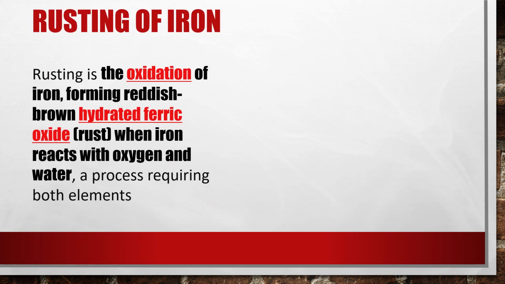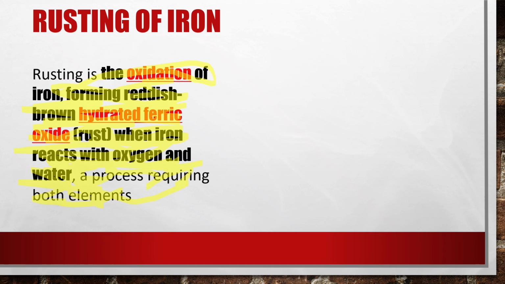Next is rusting of iron, right? Rusting of iron is the oxidation of iron. Oxidation of iron forming a reddish brown hydrated ferric oxide, rust, when iron reacts with oxygen and water, a process requiring both. This is going to make a deep sense.